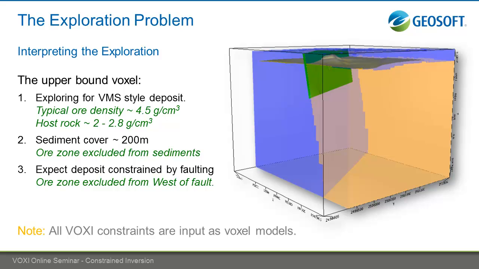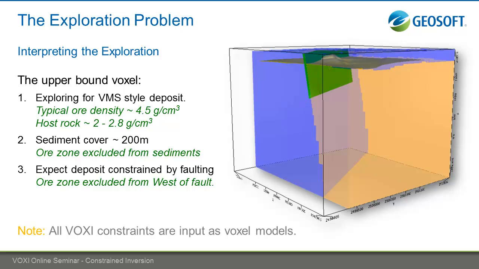So this would form an upper bound model to go into my inversion, with the blue zone being 0 and the yellowish zone being 5. If I implement that as an upper bound, it will force any density that's recovered by this gravity inversion into this yellow zone. So let's see how this works.